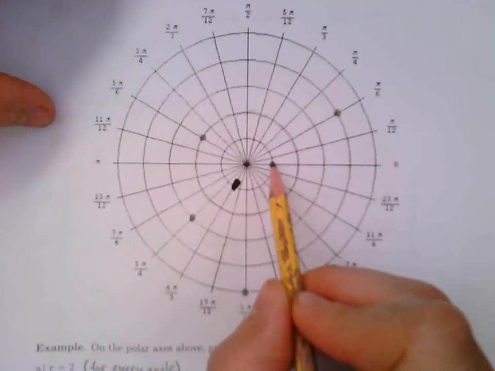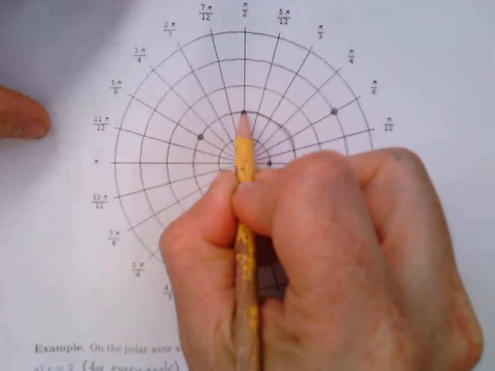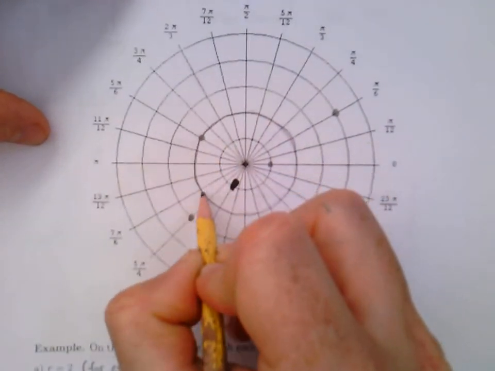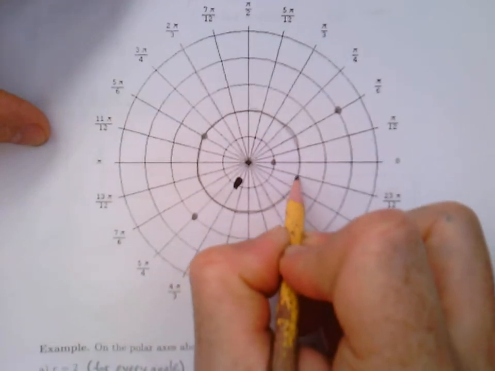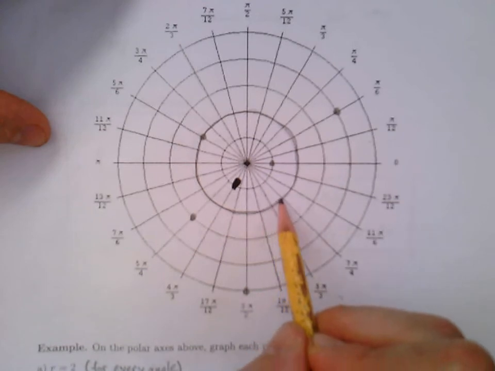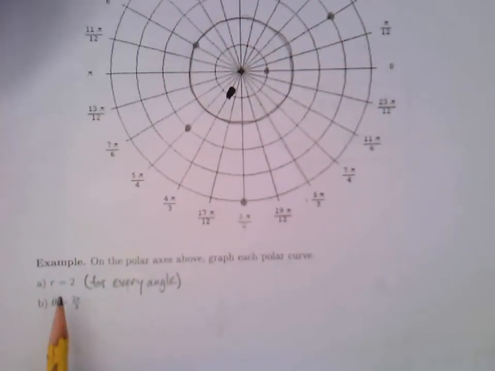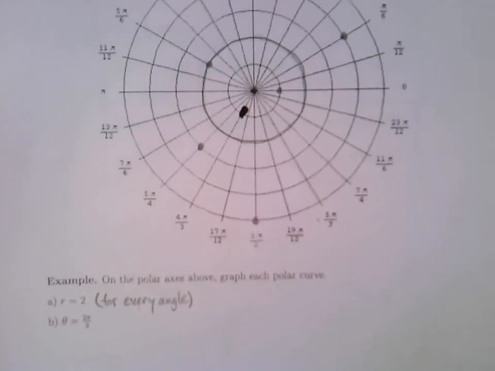So what does that mean? I'm going to go out 2, and then I'm going to end up drawing this circle, because for every single possible angle, I get a radius of 2. So the radius of 2 just circles back around, and that is the graph of r equals 2.